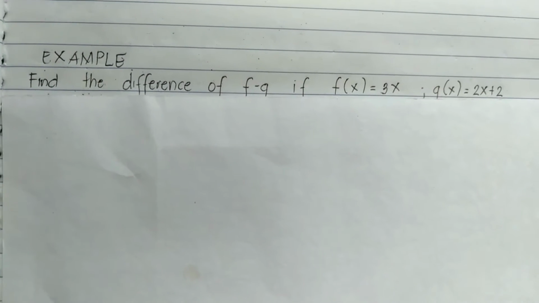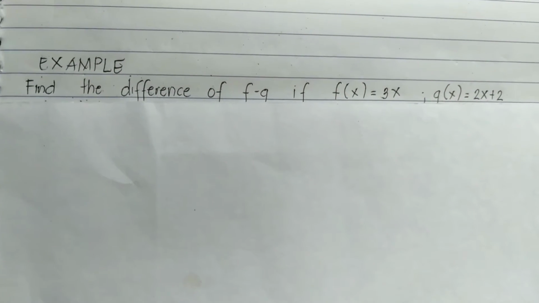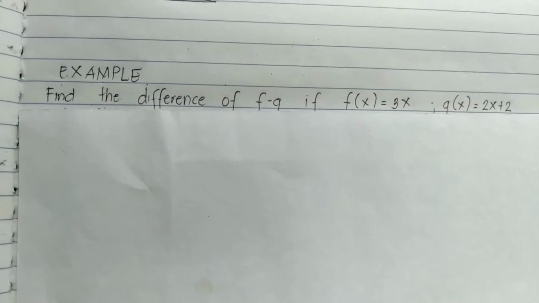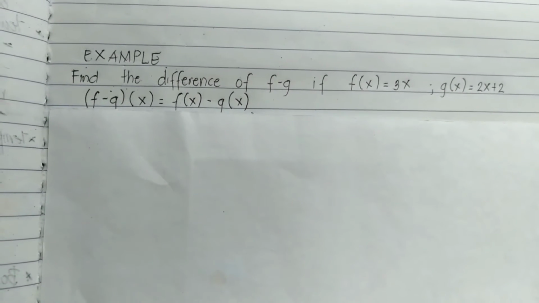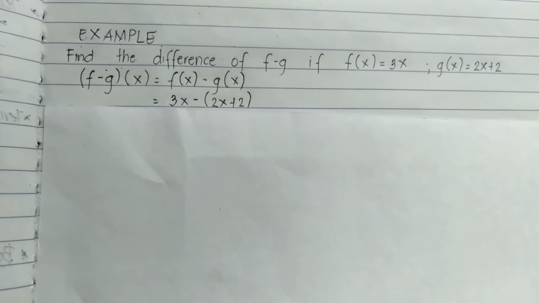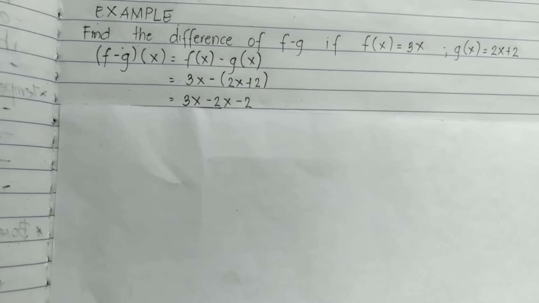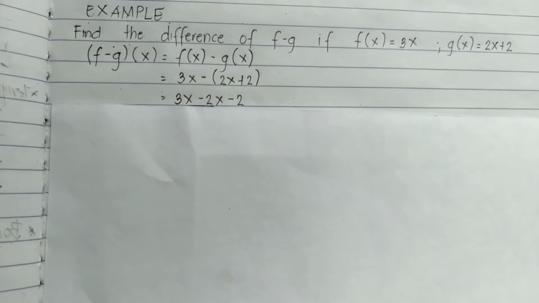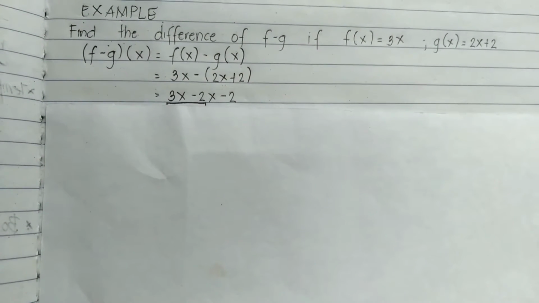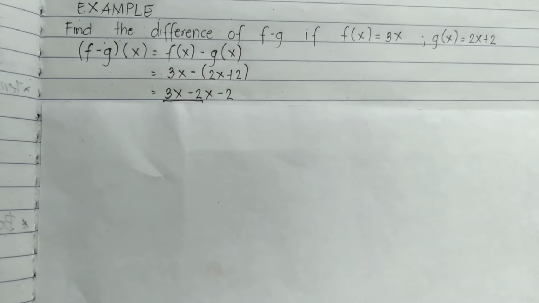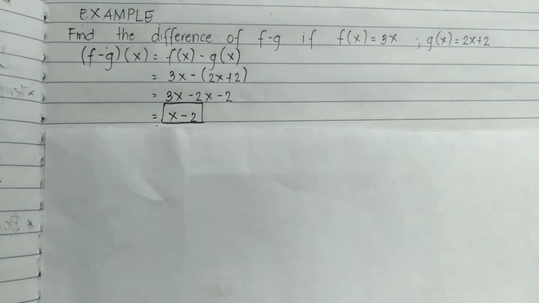For example, find the difference of f minus g if f of x is equal to 3x and g of x is equal to 2x plus 2. F minus g of x is equal to f of x minus g of x. F of x is 3x and g of x is 2x plus 2. Then distribute the sign. So 3x minus 2x minus 2. Then simplify, combine the like terms. 3x minus 2x is x and bring down 2. So the answer is x minus 2.